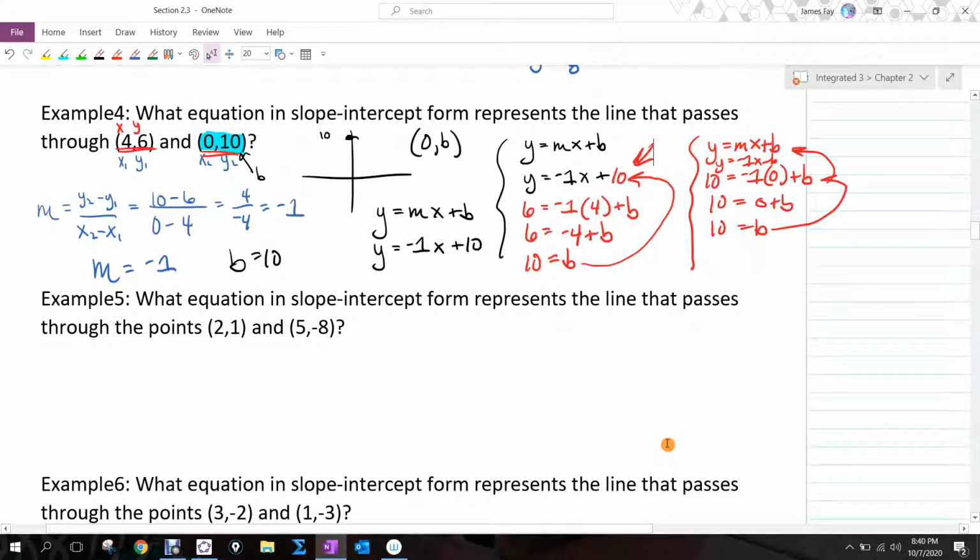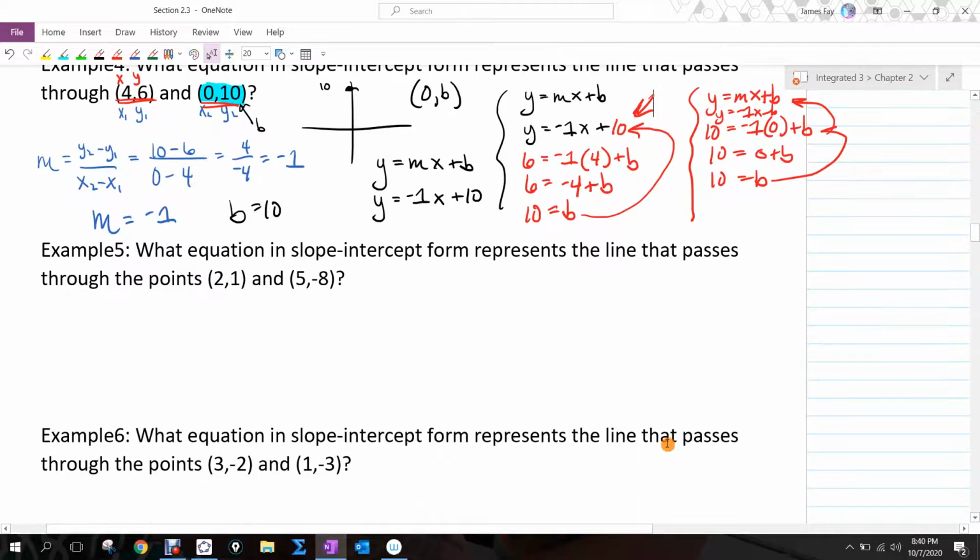Example 5 says what equation in slope-intercept form represents a line that passes through the points 2, 1, and 5, -8. So it's the same idea. So I'm going to say slope, x1, y1. And people always say, well, how do you know to name that one x1, y1, and this one x2, y2? I don't care. You can flip them. I just go, first one I see, I usually write x1, y1, second one x2, y2. So remember, slope is y2 minus y1 over x2 minus x1. So in this case, y2 is -8 minus y1, which is 1, over 5, which is x2, minus 2. So we get -9 over 3. That reduces to -3.